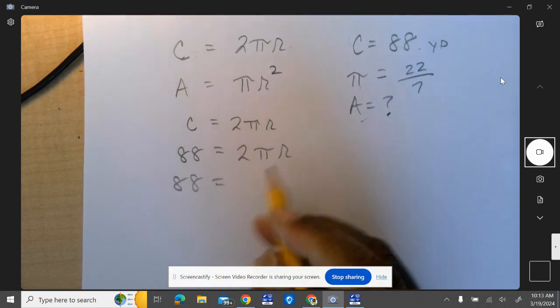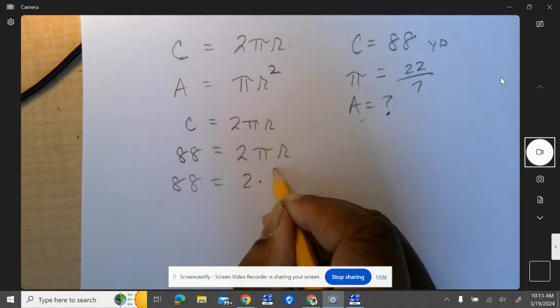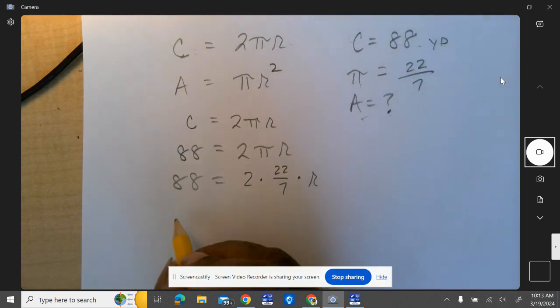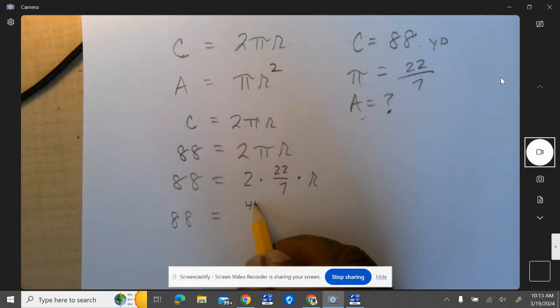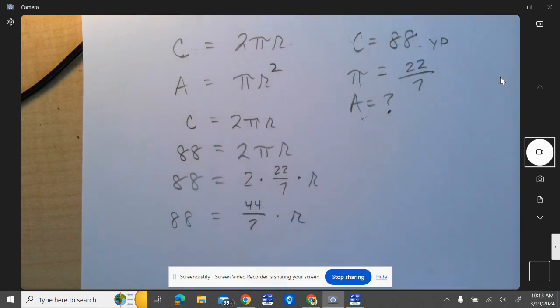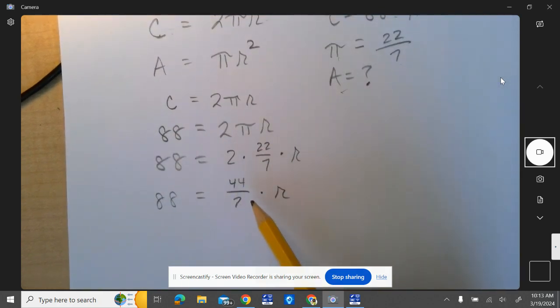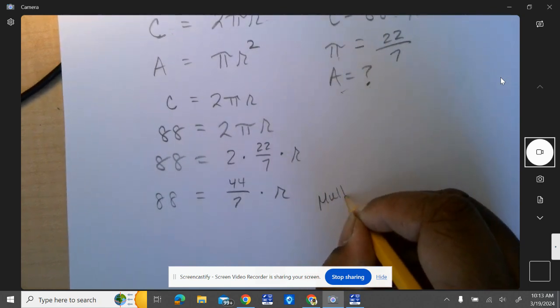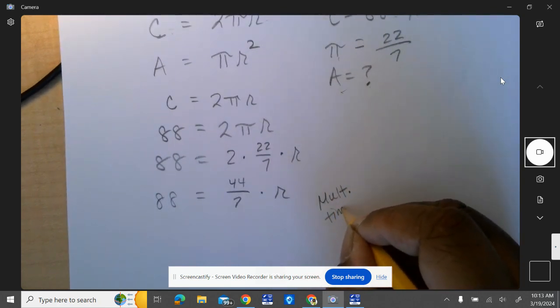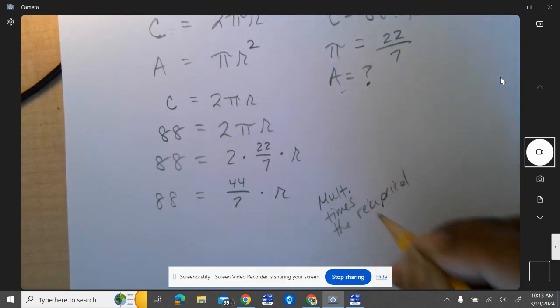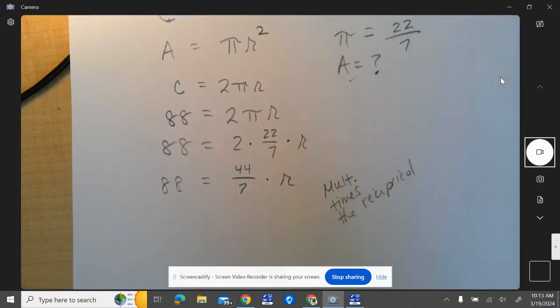Okay, let's go ahead and plug in the 22/7. Okay, let's combine like terms. Then let's go ahead and get rid of this coefficient, because this is just a coefficient when you have a number next to a variable. In order to do that, we need to multiply times the reciprocal, which is 7/44.